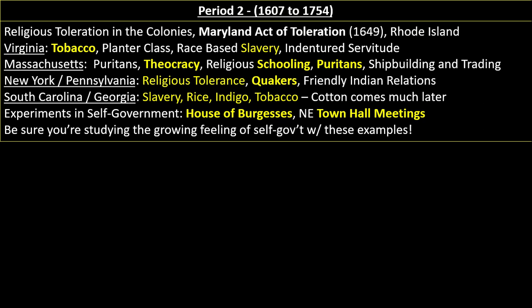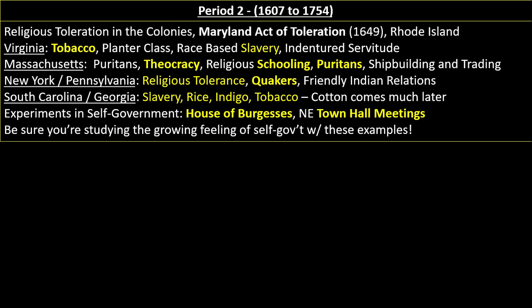Virginia included tobacco. There was a very structured society. There was a planter class who owned plantations at the top of the social pyramid. Slavery drove everything in places like Virginia, and indentured servitude was also used before Bacon's Rebellion breaks out. And then after Bacon's Rebellion, things change in a big, big way.